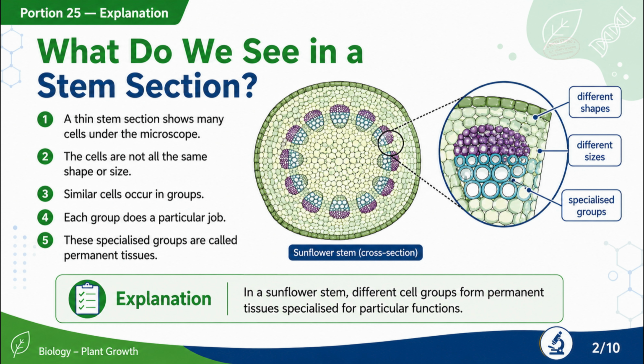Explanation. If you look at a thin cross-section, TS, of a sunflower stem under a microscope, figure 3.7, you see the cells are not all the same. They come in different shapes and sizes, grouped into different tissues. Each group is a permanent tissue specialized for a particular function.